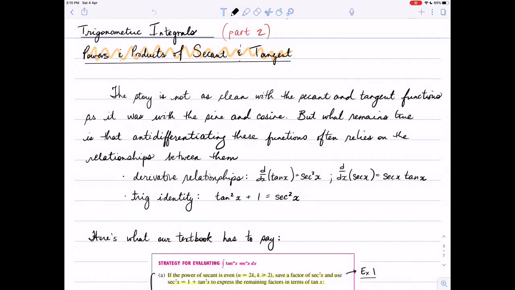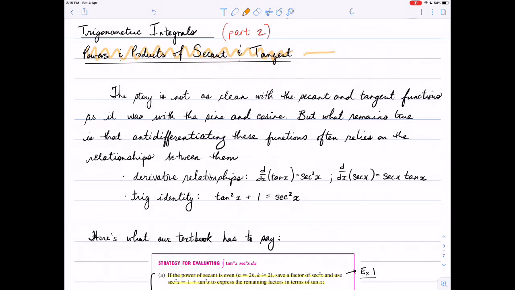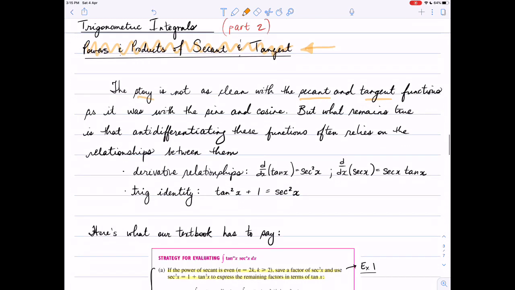In this video, we'll do part 2 of trigonometric integrals, and this time we're going to focus on the powers and the products of the secant and the tangent, as well as other more general cases. So the story is just not as clean with the secant and the tangent as it was with the sine and cosine. But what does remain the same is that we use the relationships between these functions to anti-differentiate them.